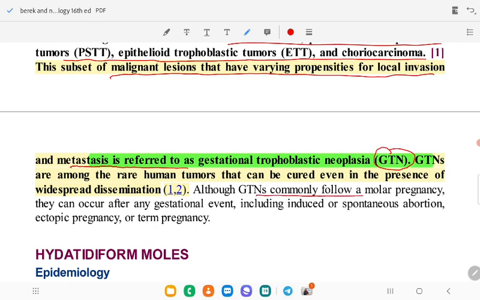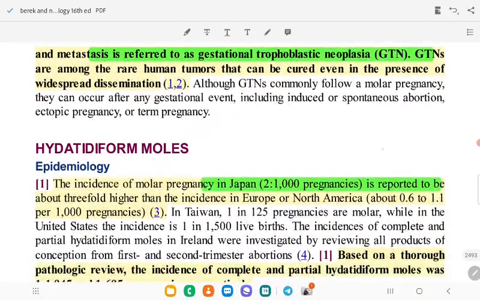Although GTN commonly follows molar pregnancy, it can occur after any gestational event. Any gestational event that can lead to gestational trophoblastic neoplasia includes induced or spontaneous abortion, ectopic pregnancy, and term pregnancy. Everything is included. Remember this.